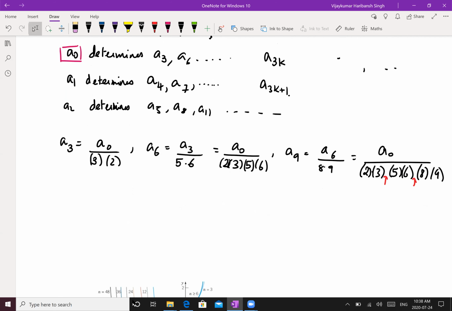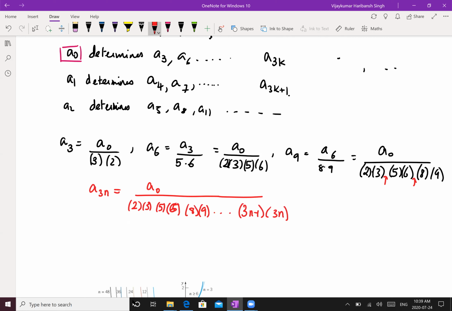So you can decide then a_3n is going to be a0 over 2, 3, 5, 6, then 7 is missing, then 8, 9, dot dot dot, up to 3n minus 1, 3n. So this is your a_3n.